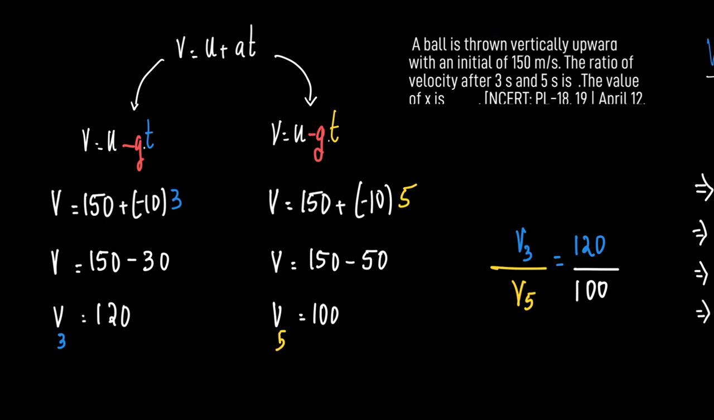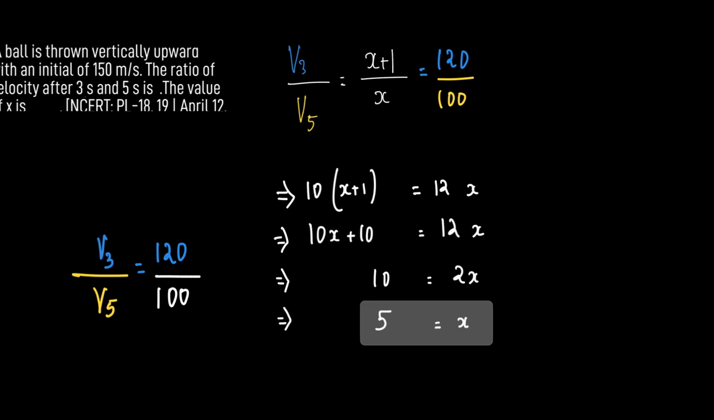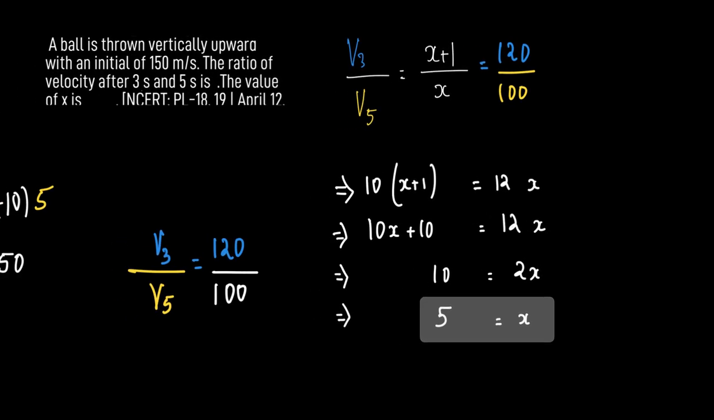So we got two values, v3 over v5 is equal to 120 over 100. It is given in the question that this ratio is equal to x plus 1 by x. So x plus 1 by x is equal to 120 by 100, which is 12 by 10. Therefore 10 into x plus 1 is equal to 12x. 10x plus 10 is equal to 12x, and therefore 2x is equal to 10. Therefore x is equal to 5. The value of x is 5.